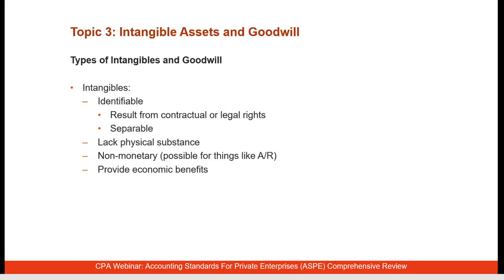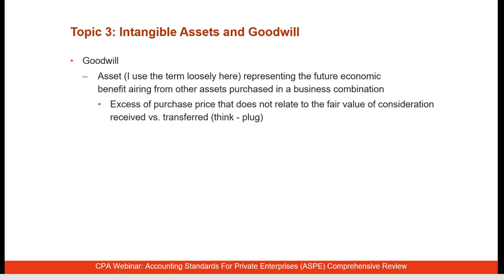So the next topic we're going to talk about here is intangible assets and goodwill. Types of intangibles and goodwill. Intangibles are identifiable and result from contractual or legal rights. They're separable, lack physical substance, are not monetary, unlike things like AR, and they provide economic benefits.